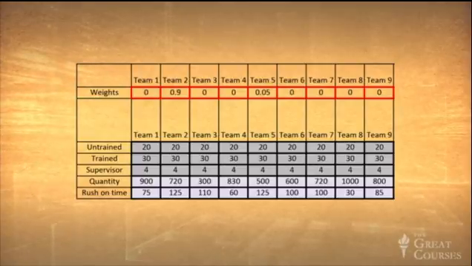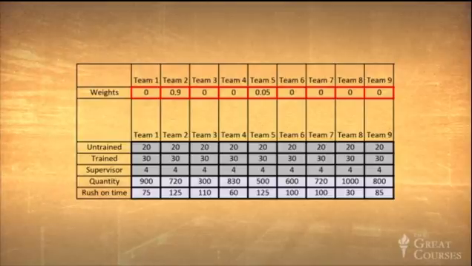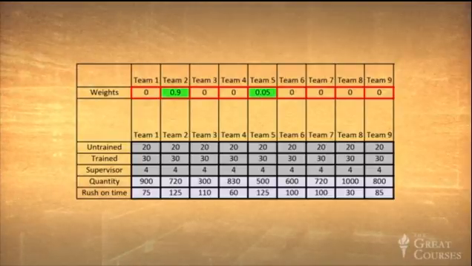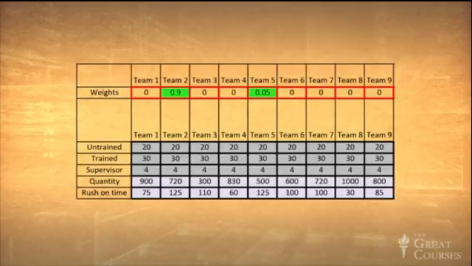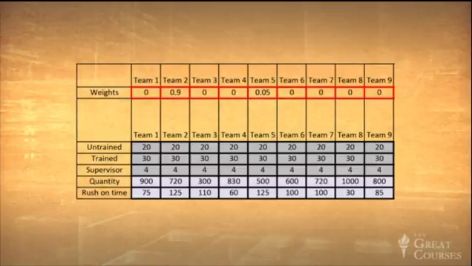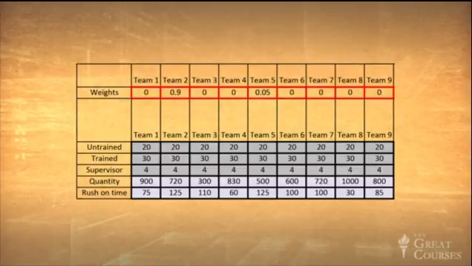For demonstration purposes, I'm looking at a mix that's 90% Team 2 combined with 5% of Team 5. But it's going to be the spreadsheet's job to find their best values as usual. Okay, next we have to figure out how this hybrid behaves. How much of each resource does it use? And how much of each output does it make?